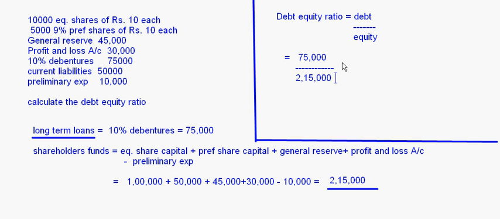75,000 upon 2,15,000 works out to 0.348. So we'll put it as 0.348 is to 1. So you can round it off, you can put it as 0.35 is to 1. So this will be the final answer for the debt equity ratio. This is 0.35 is to 1. Okay, so this is how you calculate the debt equity ratio.